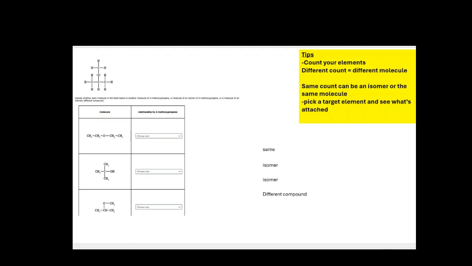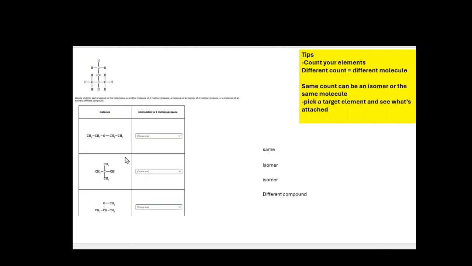Next up, I'm gonna show you how to solve the ALEKS problem, identify the same compound, isomer, or a different molecule. So what ALEKS is gonna do here is show us a compound, and then listed below it, it's gonna show us 3 other compounds, and what it wants us to do is identify if it's the same as the compound listed up here, an isomer of the compound, or a completely different molecule.